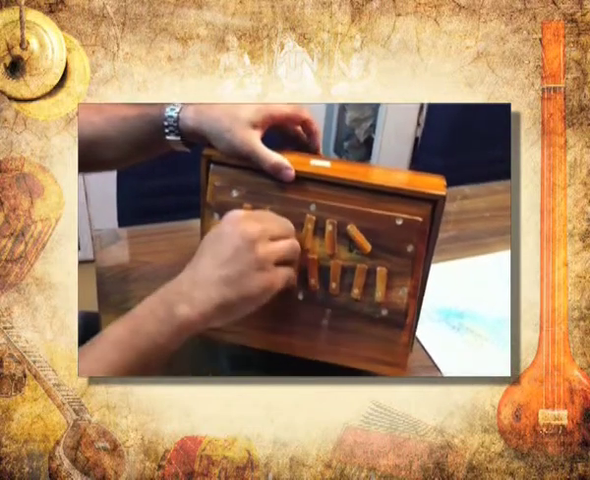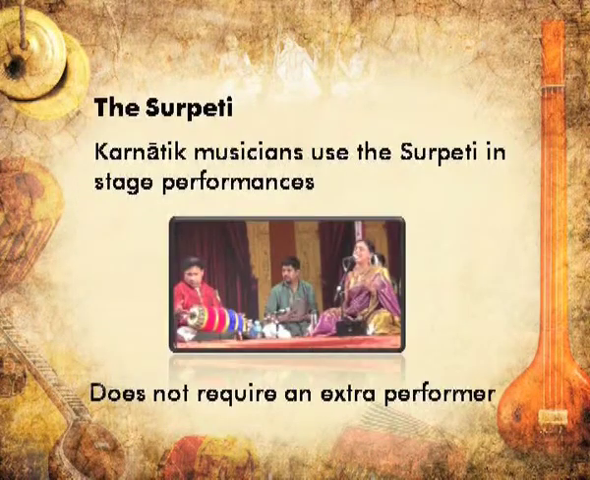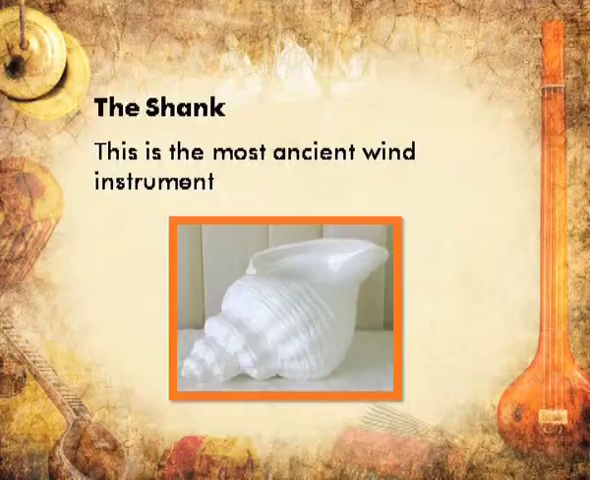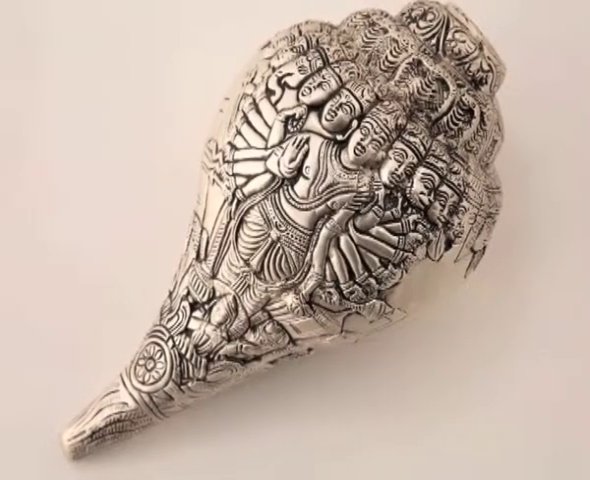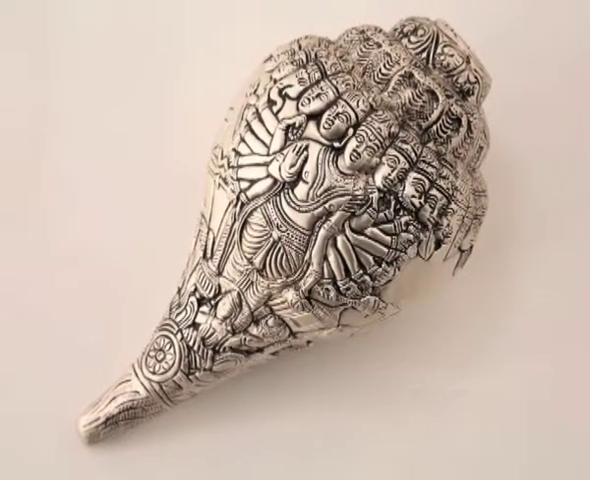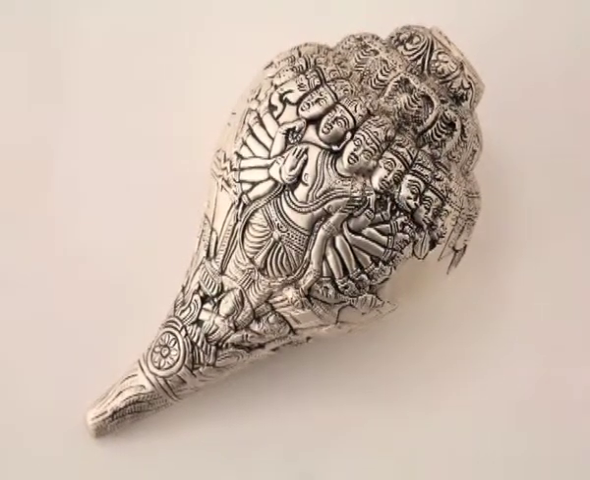This electronic tambura is handy and does not require an extra performer. The shankh. This is the most ancient wind instrument known to man. It is a temple instrument which is presumed to announce the triumph of good over evil when it is blown.